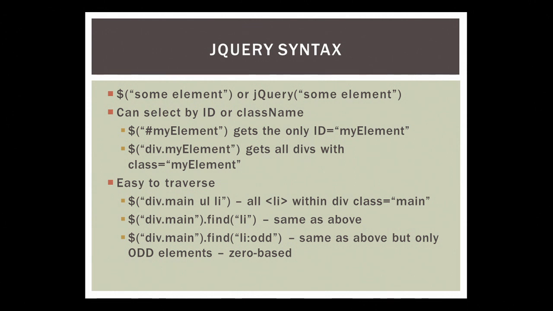You can also add filters to that as well. So that last line finds all the line items that are within that div, but only returns the odd ones. You can also switch that. You can say even, and so it only returns the even ones. Or you can pass in a number, colon eq(5), and it just returns the fifth element that was in the containing element.